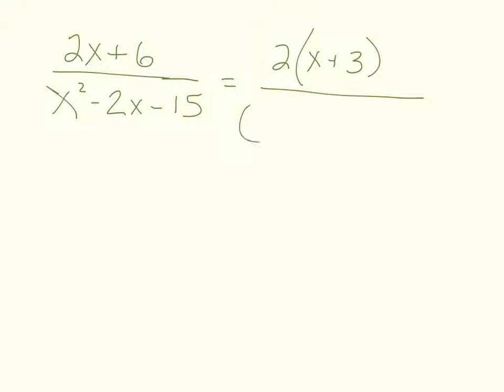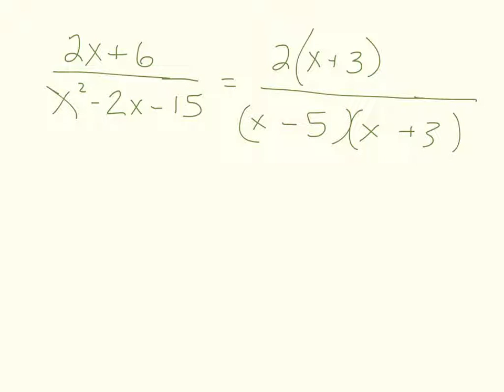In our denominator, we know we need to factor this into two binomials. We know it needs to be x and x. The factors of 15 that seem likely are 5 and 3, and let's make that a negative 5 and positive 3, because we know when we FOIL that out, it will give us the negative 2.